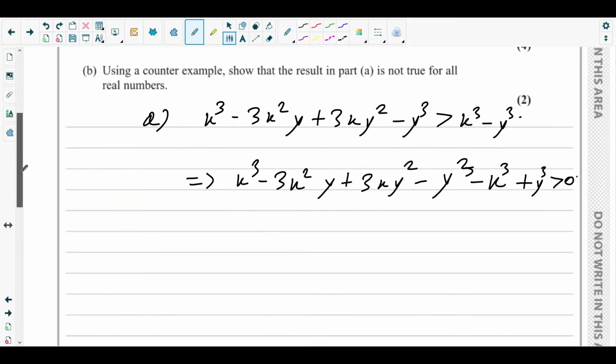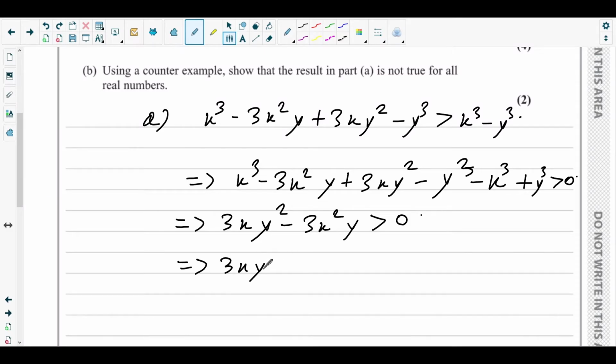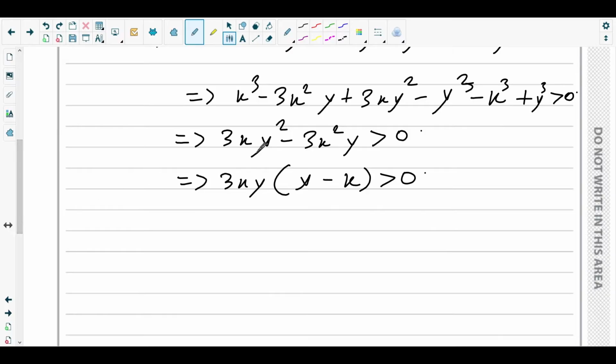So x cube cancels out, y cube cancels out. We will have 3xy squared minus 3x squared y greater than 0. From there we can take 3xy common. If we do so, we will have (y - x) greater than 0. So we got 3xy times (y - x) greater than 0.